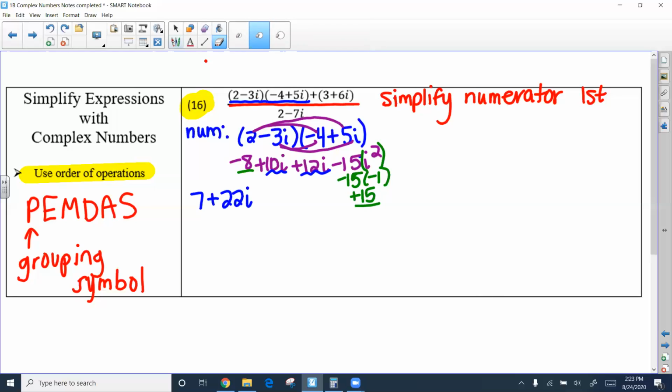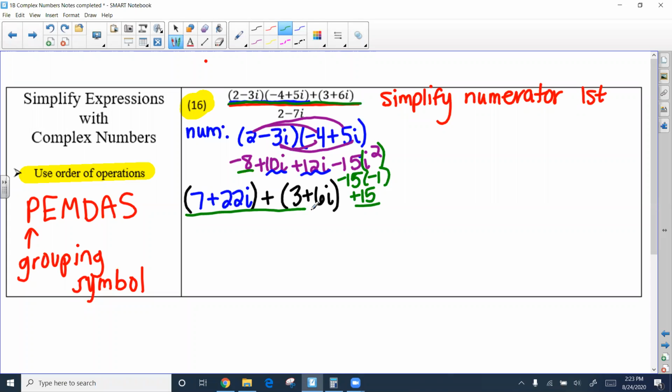Okay. Now let's continue with the rest of the problem. So that's this part underlined in blue, gives me the 7 plus 22i. The other thing I have in the numerator is this other complex number here, plus 3 plus 6i. Okay. So now I'm going to do the whole numerator, all this together by just adding these two.